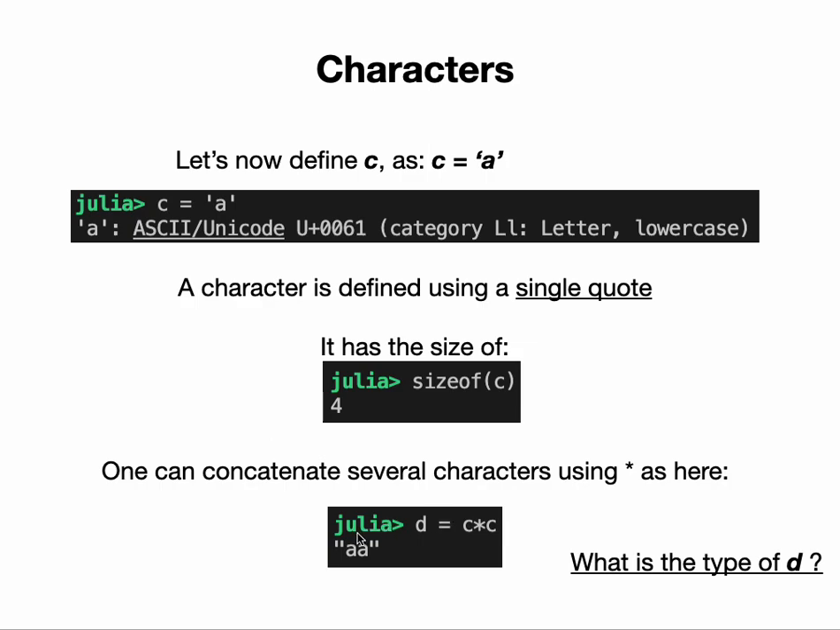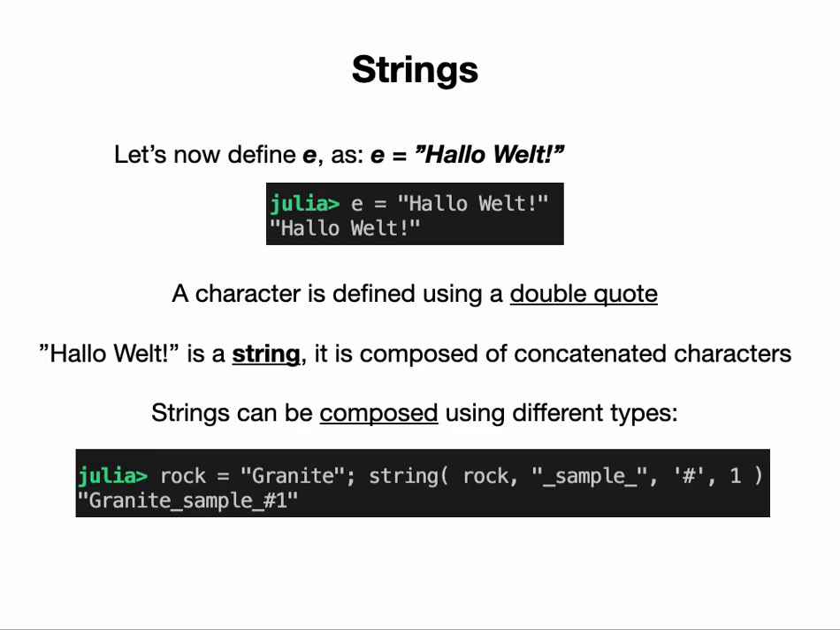Now you should see a big difference, because C is equal to 'A' with single quotes, so the type is a character, ASCII Unicode. But D, which is composed of two characters, now has double quotes. So we have AA surrounded by double quotes. What's the type of D? The type of D is actually a string.